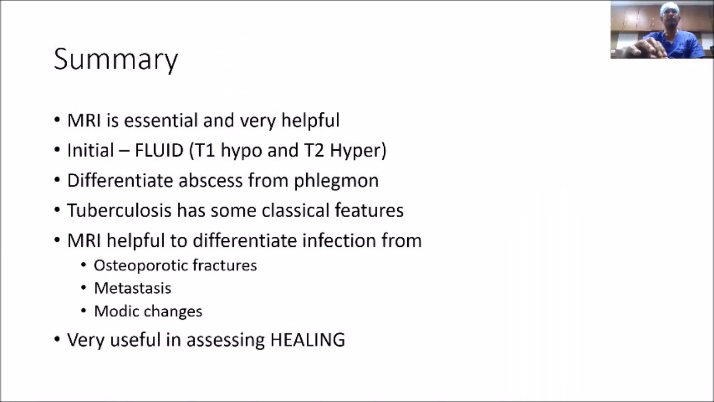So in summary, MRI is very essential and useful to analyze the patient with a spinal infection. In the early stages, everything is based on the fluid signal change, T1 hypo and T2 hyperintensity. It is also useful to differentiate an abscess from granulation tissue. Tuberculosis has some classical diagnostic MRI features, and we can also use it to differentiate infection from other pathologies as well as degenerative changes. And again, it is useful to assess healing, as an interval MRI as well as a completion MRI. Thank you.